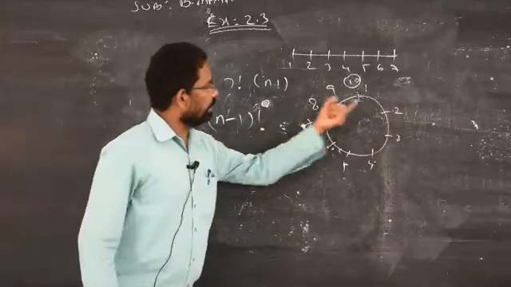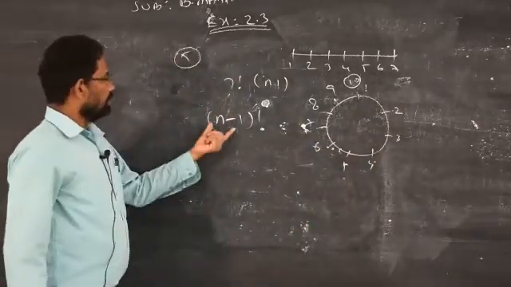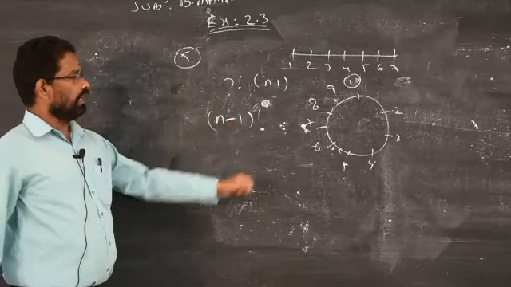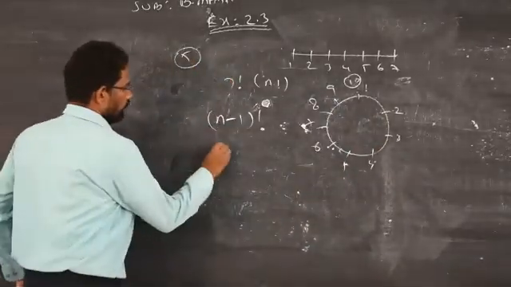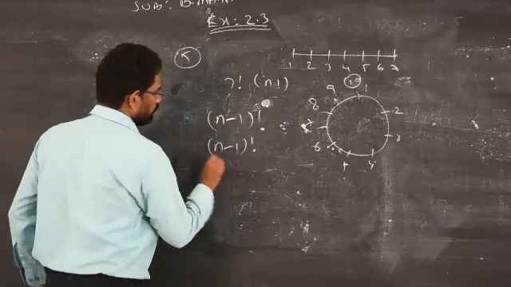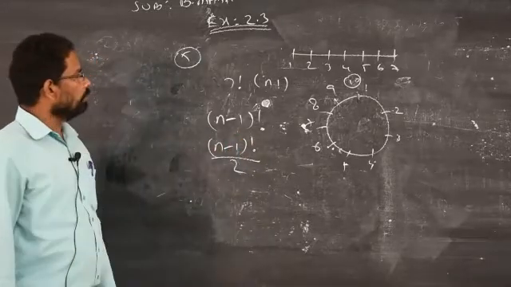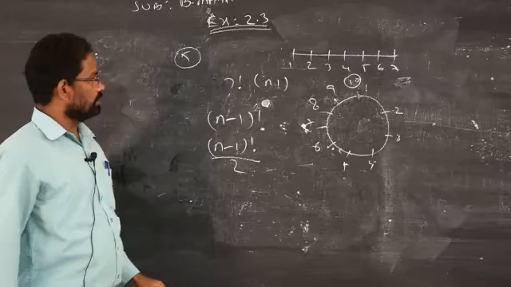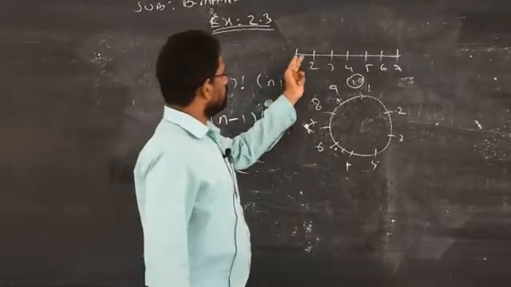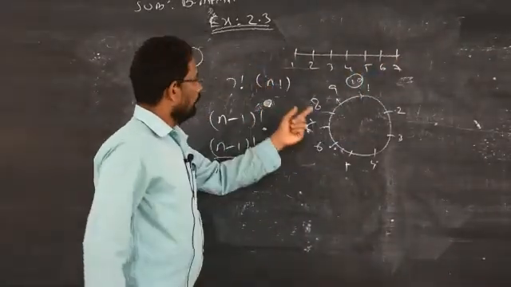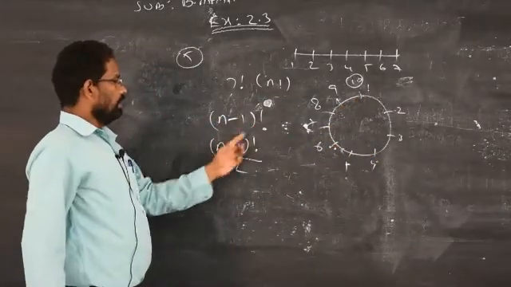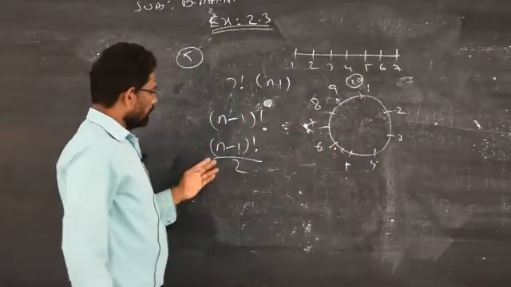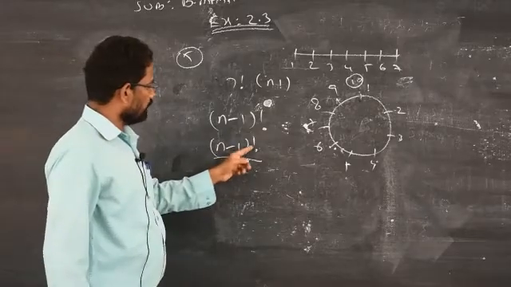So if an arrangement is made in a circle format, then the formula is n minus 1 factorial. If all are identical, then we have the formula n minus 1 factorial by 2. So we have three formulas. If the arrangement is made in a straight line, n factorial. When the arrangement is made in a circle format, n minus 1 factorial. If it is a circle format with identical elements, n minus 1 factorial by 2.